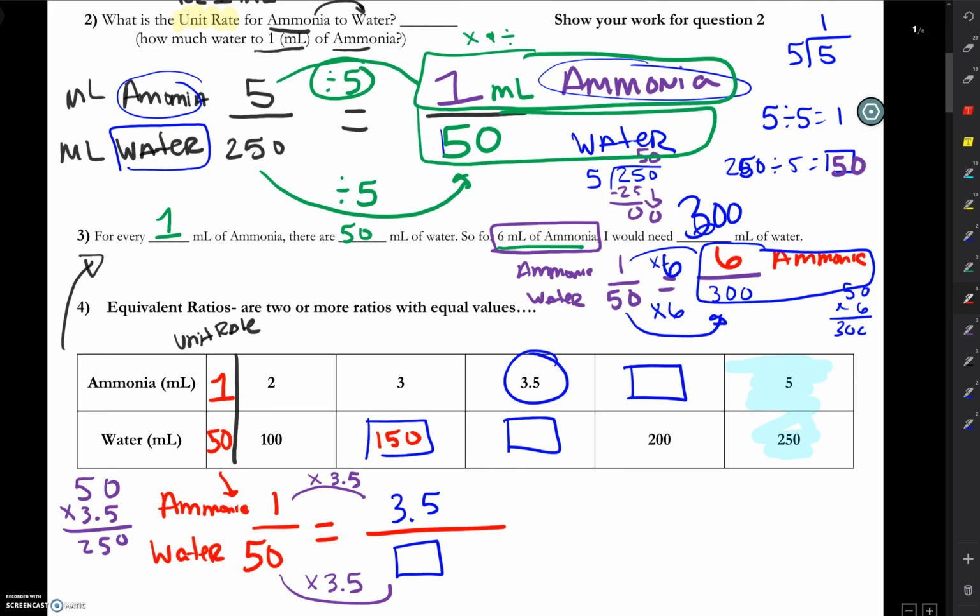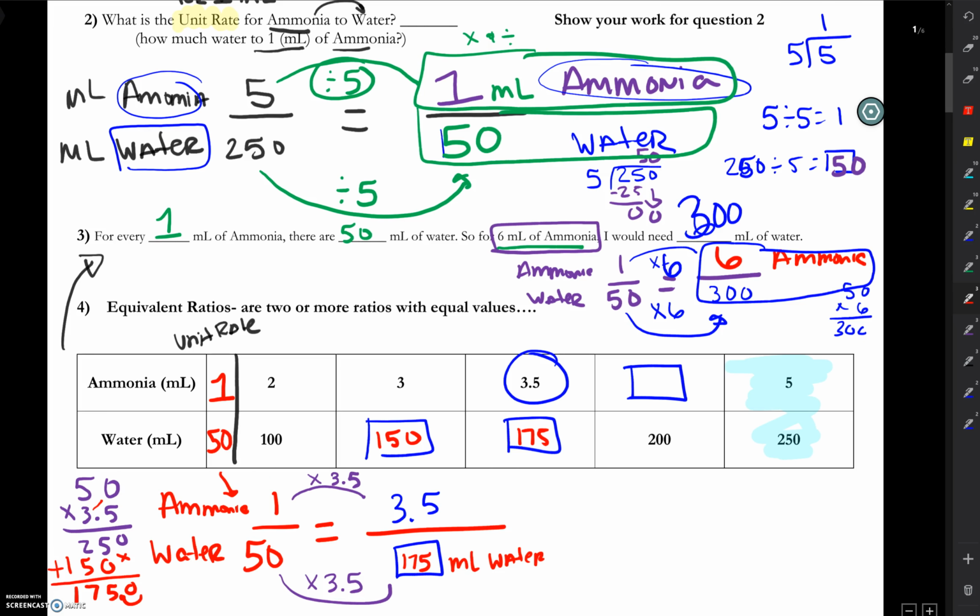My placeholder, 3 times 0 is 0. 3 times 5 is 15. Add my decimal, or sorry, I move my decimal place 1 place. So it would be 175 milliliters of water. So it would be 175.